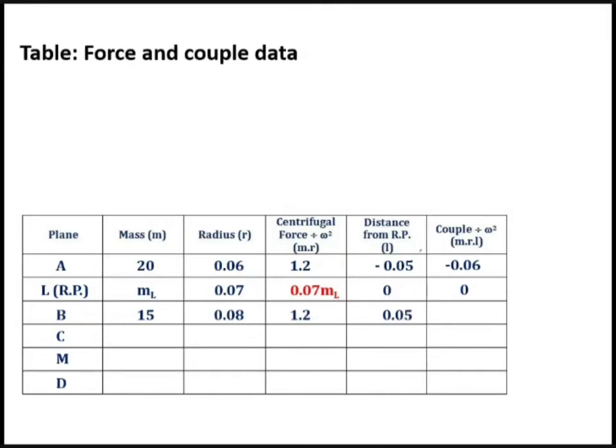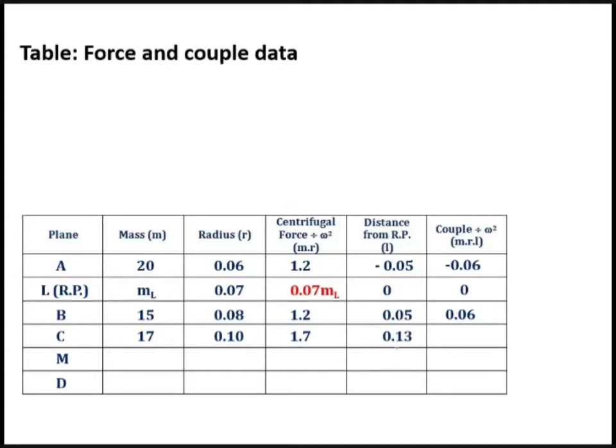Okay, one and the same. And the distance of L2, as I've shown in the earlier picture, is again 0.05, that is 50 mm. So multiply this centrifugal force with the distance, you will get a couple of 0.06. And mass C is 17 kg. Distance is 0.10. So centrifugal force will be 1.7. Multiply this 17 with 0.10.